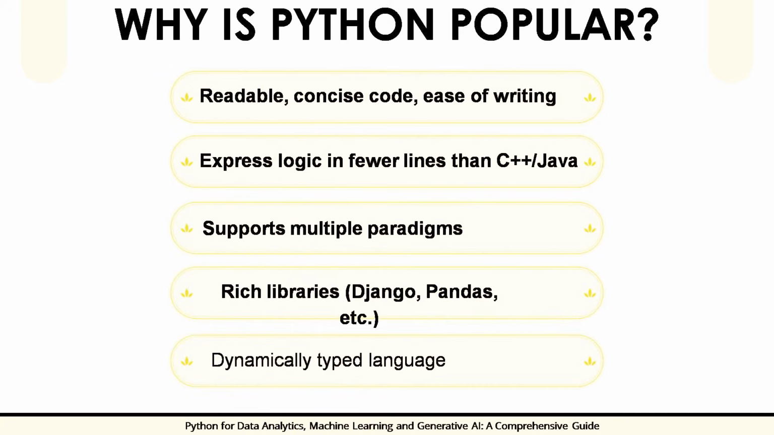You write fewer lines compared to Java or C++, hence readable and concise. It supports multiple styles, either object-oriented, functional, or procedural. It has rich libraries like Pandas for data, Django for web, TensorFlow for AI. Python is dynamically typed. There is no need to declare variable types. Python figures it out neatly.